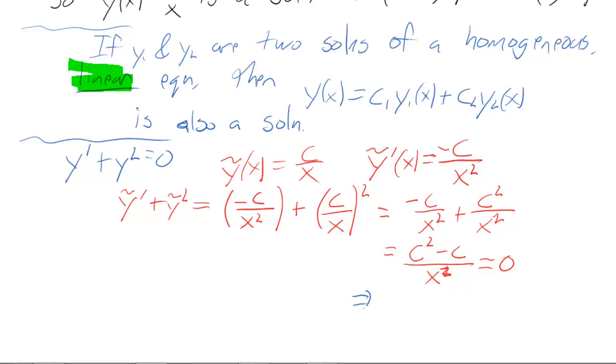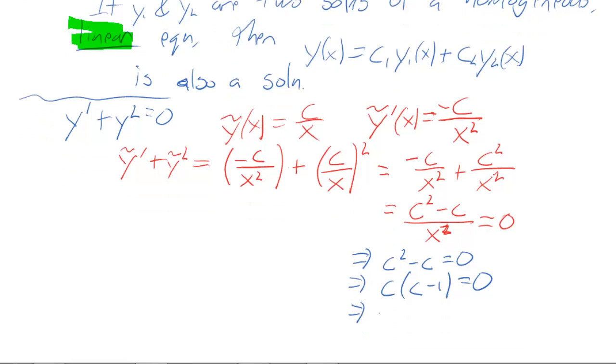The only way for that to happen is if c squared minus c equals 0, which is c times c minus 1 equals 0, which implies that c would have to equal 0, or c would have to equal 1. And that's precisely what we said c wasn't allowed to be. So any other choice of c would mean y twiddle is not a solution.